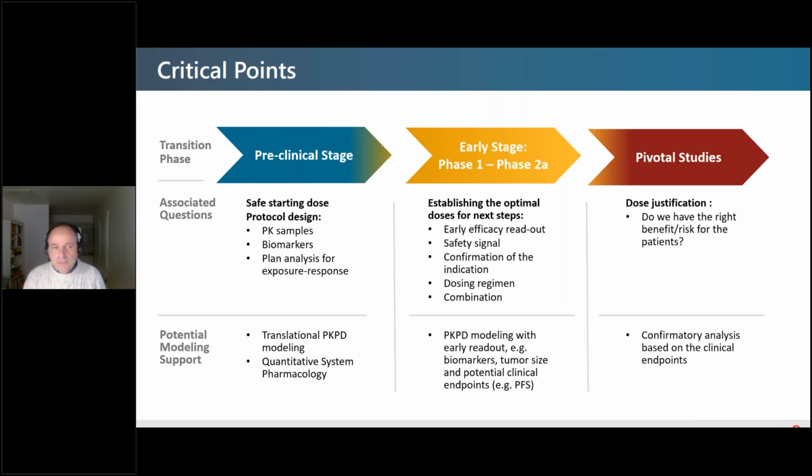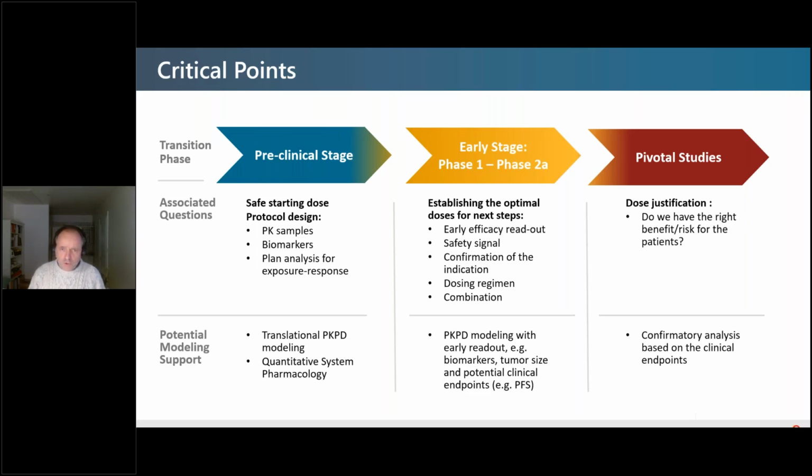This is where modeling can be used to define and develop early PK/PD models using biomarkers, using tumor size modeling, and potentially PFS, which is an early readout. Then the last challenge is how do we relate these early endpoints with the clinical endpoints that are of interest for us, which is often quality of life or overall survival. And this is where we can also use modeling, using models relating tumor size together with overall survival.